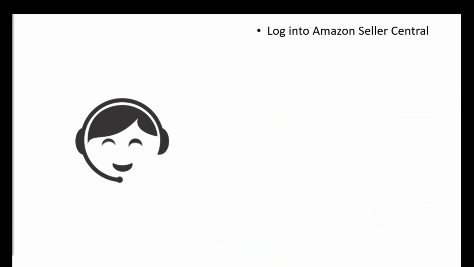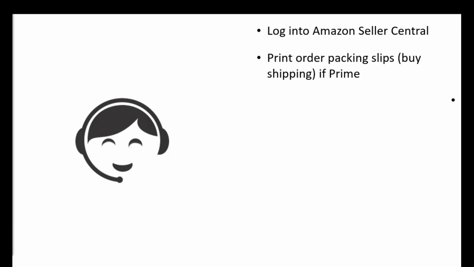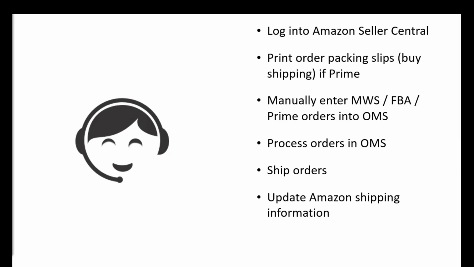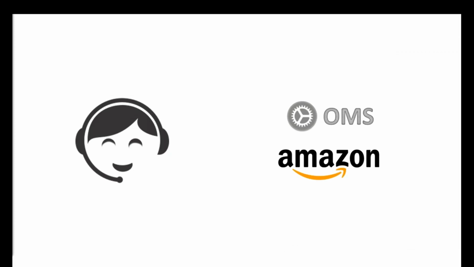And for straightforward orders, handle those orders. In order to actually handle OMS orders and Amazon orders, Sam has to log into Amazon Seller Central, print a packing slip, buy shipping if you do Prime, and then manually enter those orders from Amazon FBA or Prime orders into the OMS, and then process the orders on OMS. After we process them, we ship them out, and then we have to update the Amazon shipping information back to Amazon. So you can see on a small scale, you can repeat this process, and you're taking 1 or 2 orders a day. That's definitely doable for Sam.